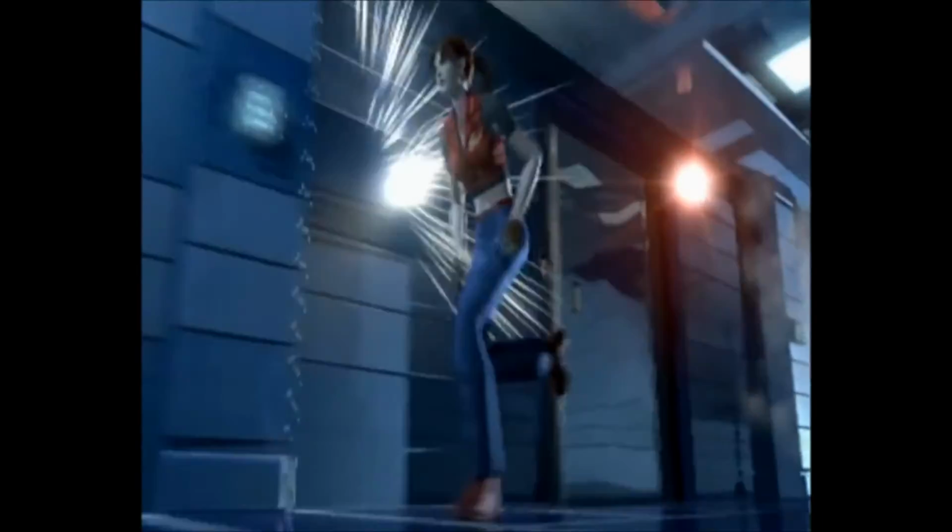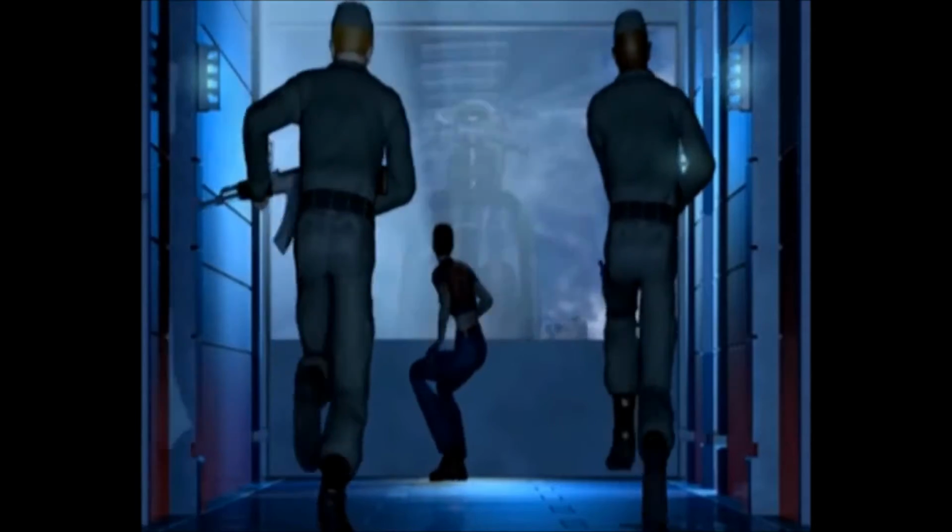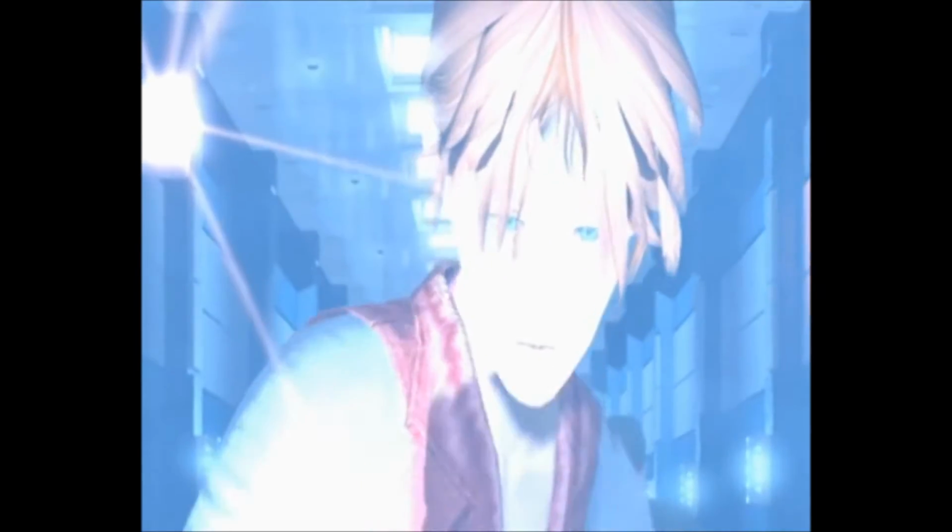Aside from a few mild graphical changes, which are hardly even noticeable, the only difference between the two is that in Code Veronica X, about 10 minutes of extra cutscenes featuring the main antagonist of the game, Albert Wesker, are featured in it that weren't featured in the original Code Veronica for the Sega Dreamcast.